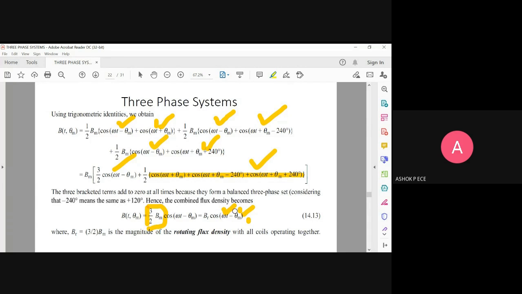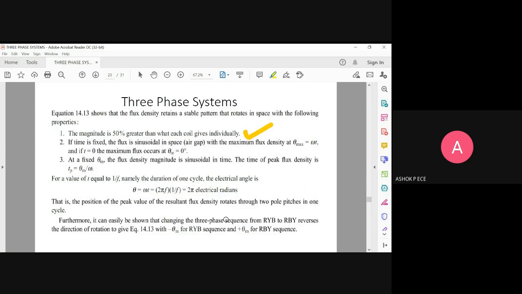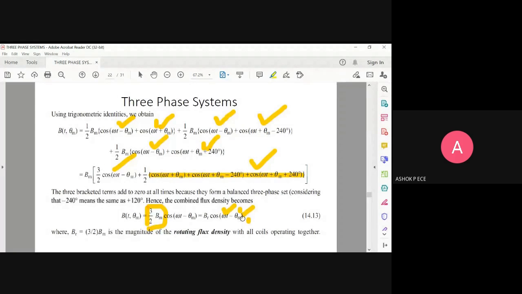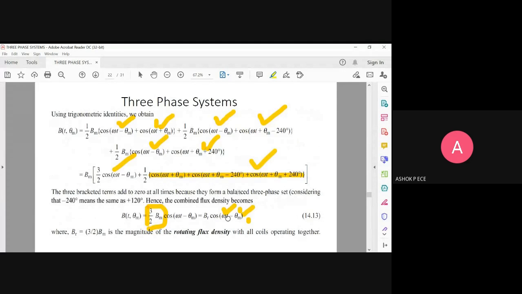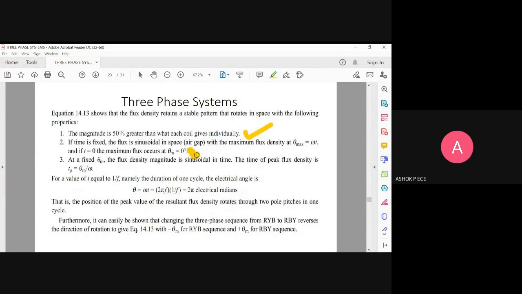So two variables are there, right? You cannot vary them simultaneously. You have to keep one thing constant to find the effect of the other. First, the second point: if the time is fixed, meaning t is a constant, then equate this term to 0. So theta max will be equal to omega into t. The maximum occurs at this angle. If time is equal to 0, then cos of minus theta m is cos theta m, and the maximum occurs at theta m equal to 0.